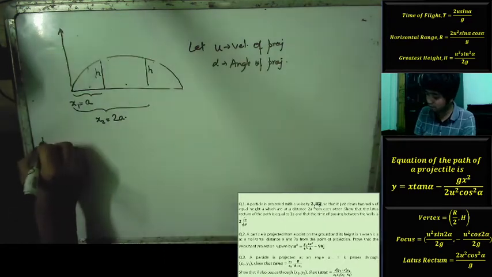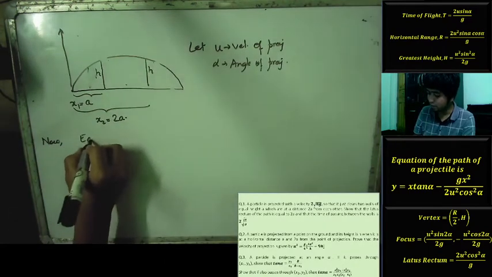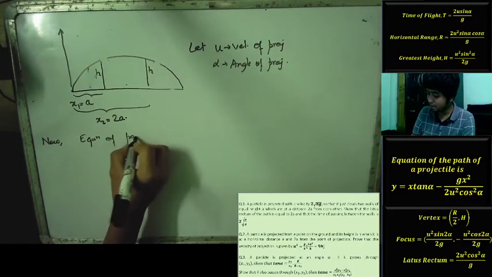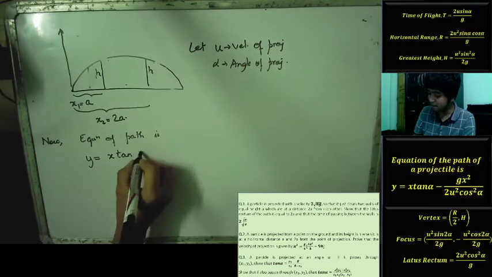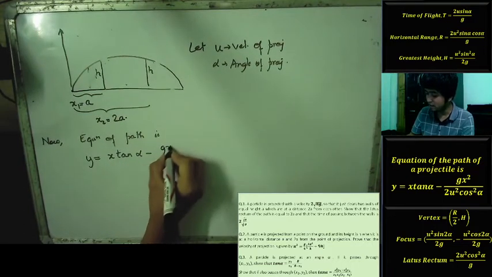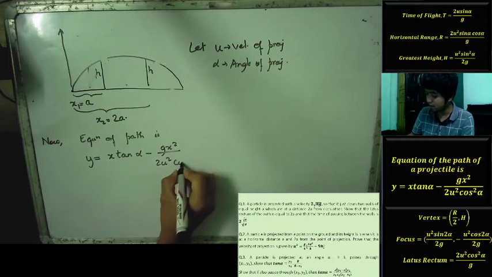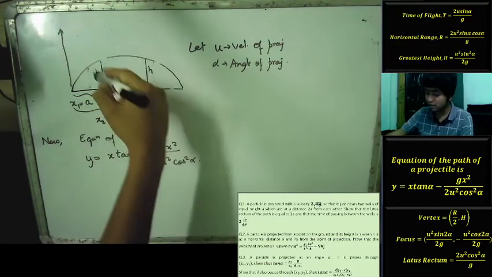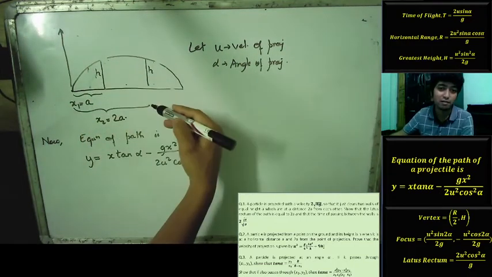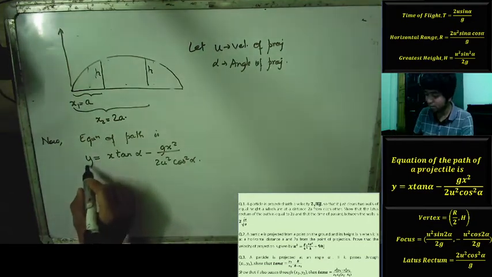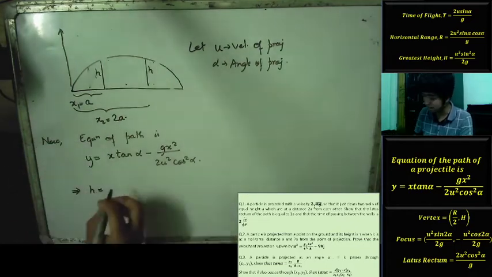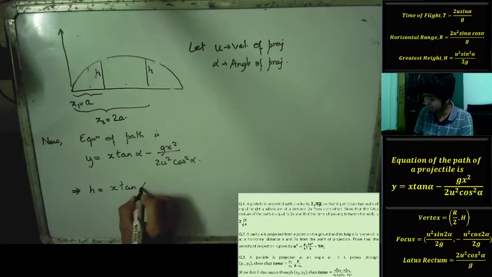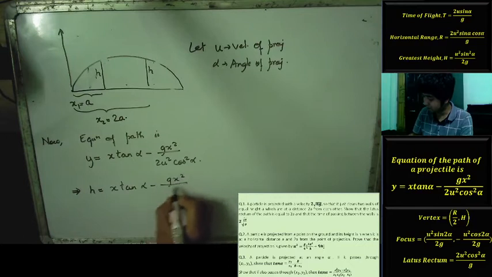Now, the equation of the path of a projectile is y = x tan alpha minus g x squared over 2u squared cos squared alpha. Because they are at the same height but differ only in horizontal distances, we will substitute y = h. The rest we will leave as it is: h = x tan alpha minus g x squared over 2u squared cos squared alpha.